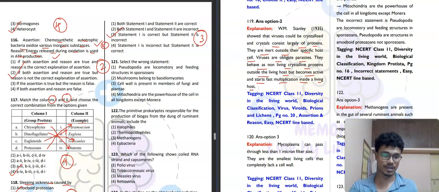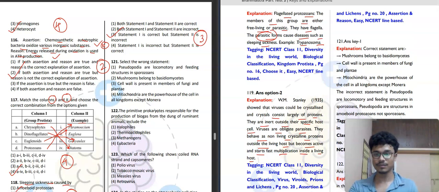Moving towards the next question, 121. We need to choose the wrong statement. The first one is saying that pseudopodia are locomotory and feeding structures of sporozoans. This is not correct. Pseudopodia are structures in amoeboid protozoans, not in sporozoans. That's why this is a wrong statement.